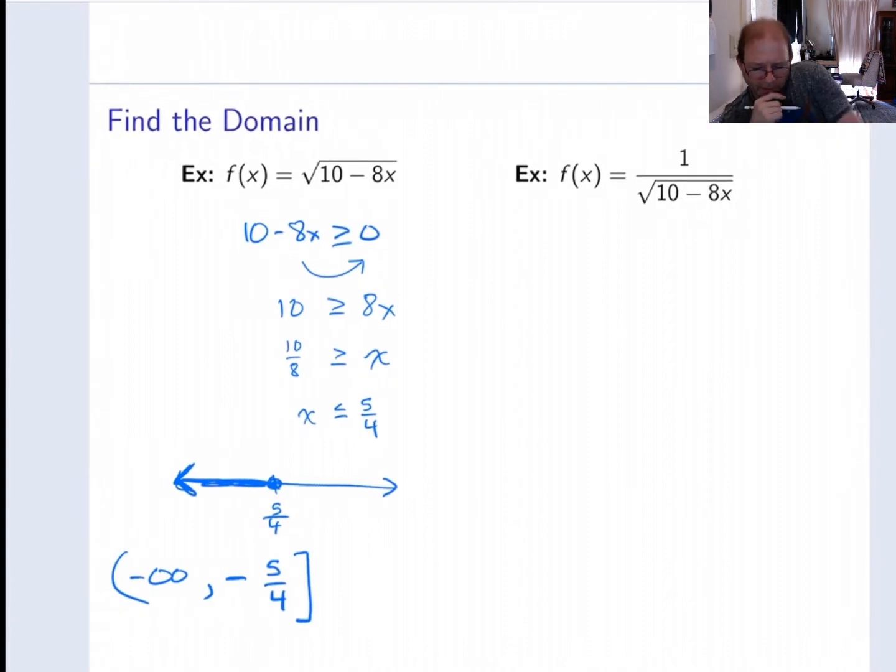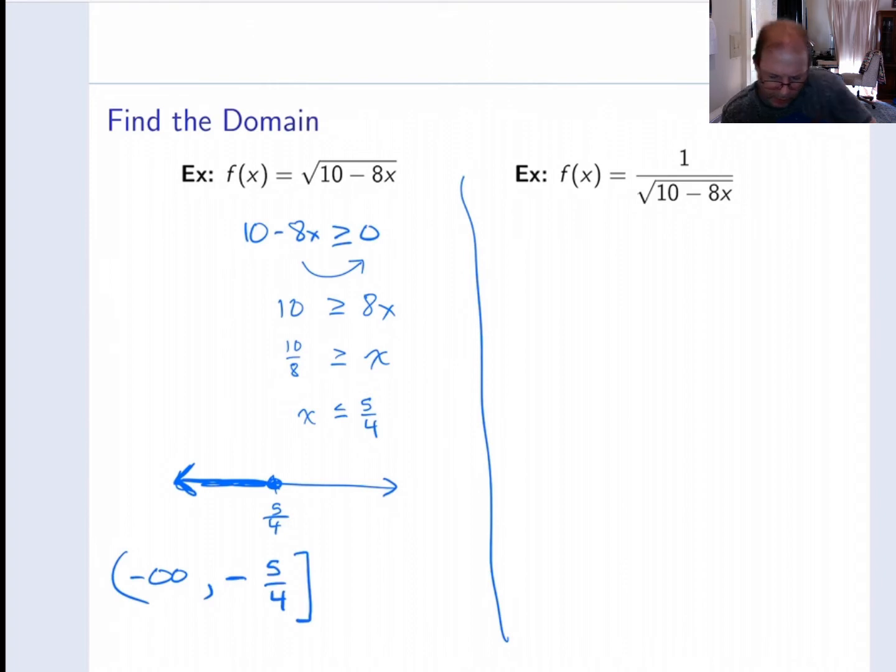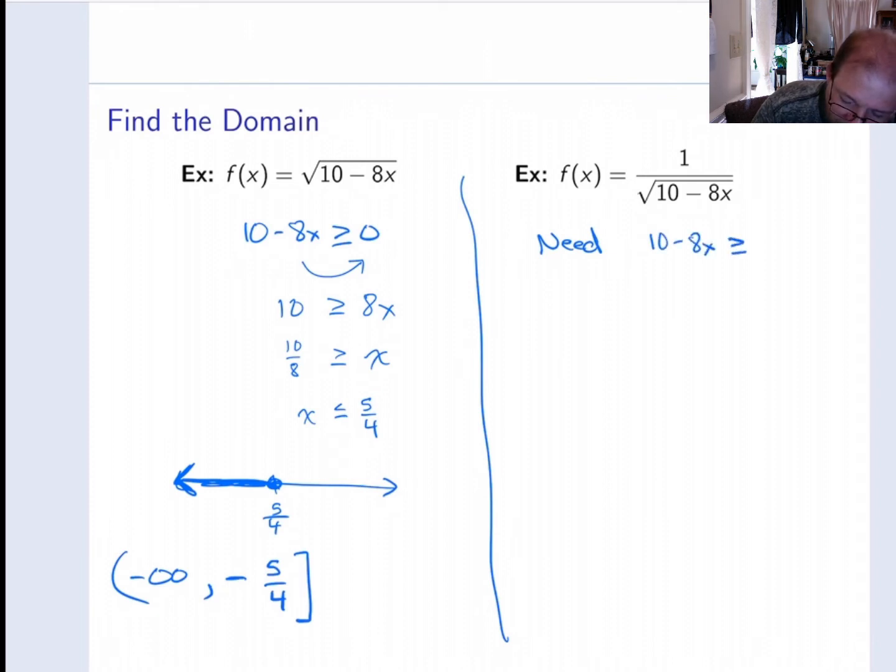Okay, so what about this other function? Notice it's got a square root, but the square root is in the denominator. So we need two things for this. We need 10 minus 8x to be greater than or equal to 0.